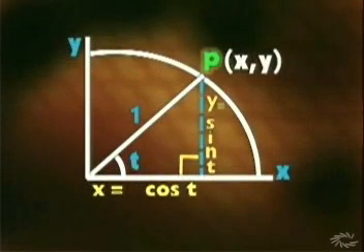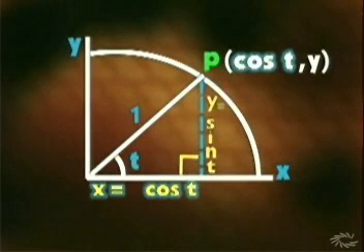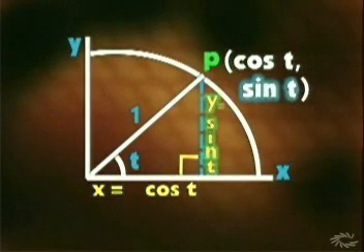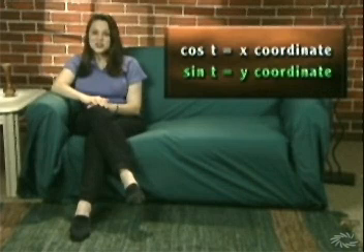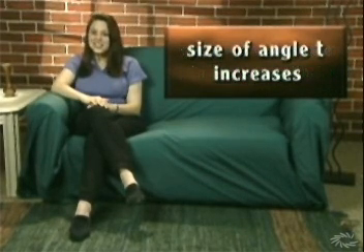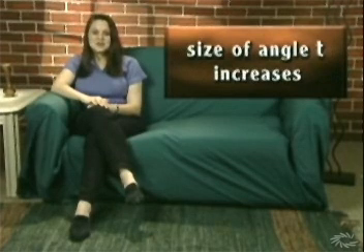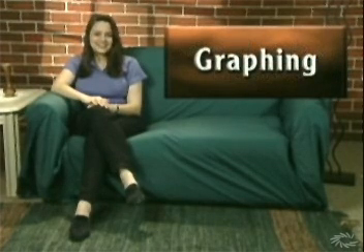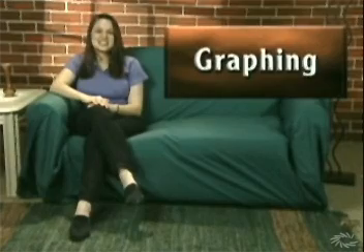This means that point P has a cosine of t for the first coordinate and a sine of t for the second coordinate. I know all this seems a little random, but now that we know that the cosine of t is the x-coordinate and the sine is the y-coordinate, we can find out what happens when the size of angle t increases. And this will make some things easier when we get to graphing. I know you're excited, so let's get started.